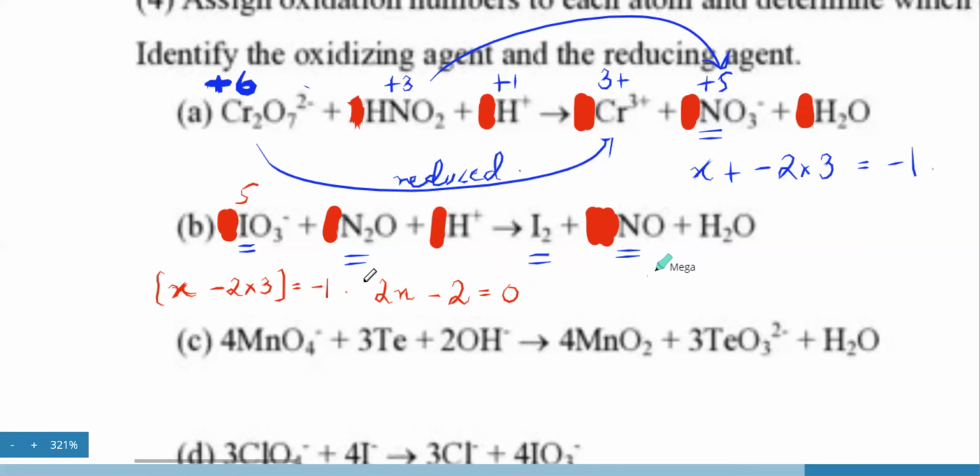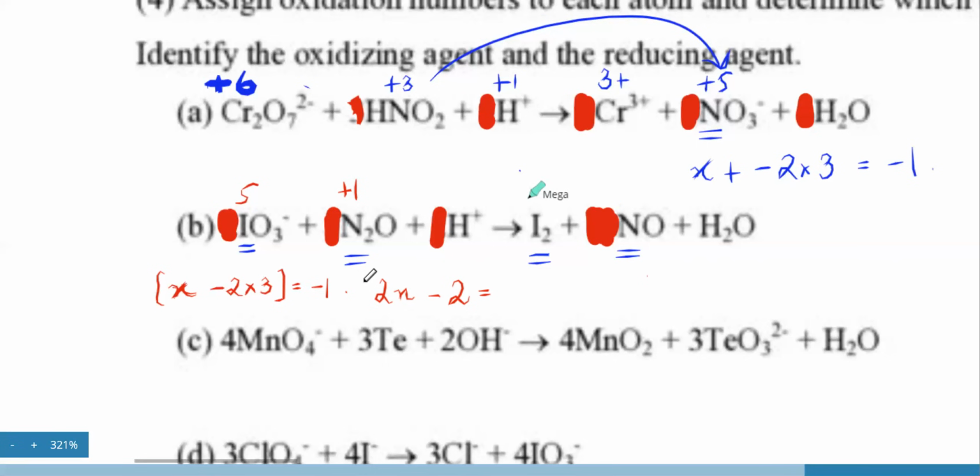Yeah, that's what I did. So x comes out to be 2, but it is just 1. Okay, so it's going to be 1, right? I mean, one of the n's is going to be plus 1, right?